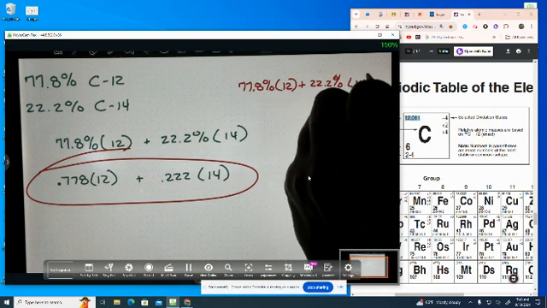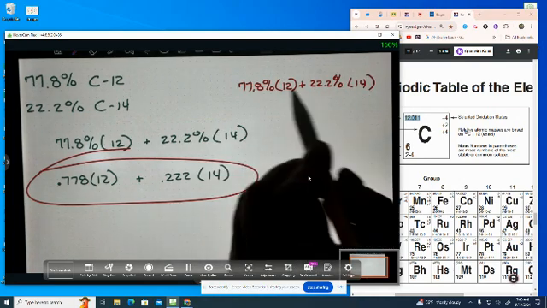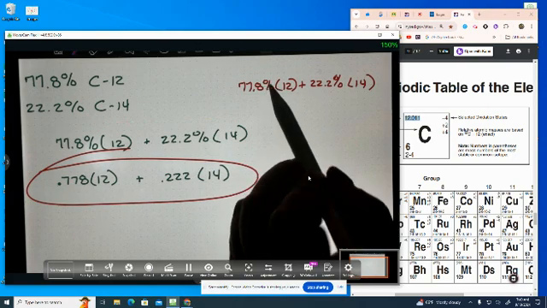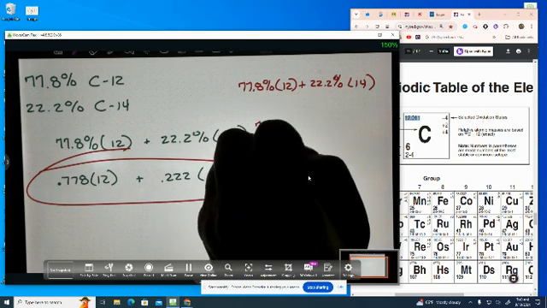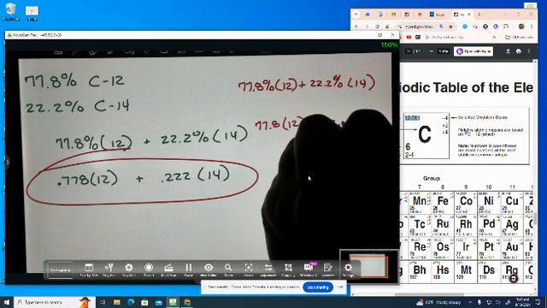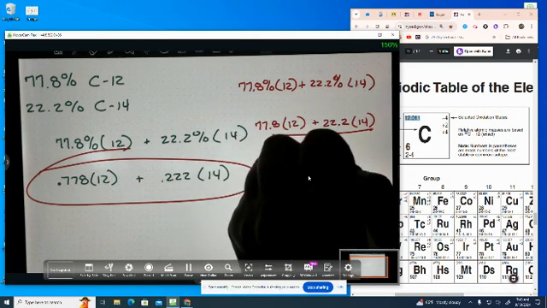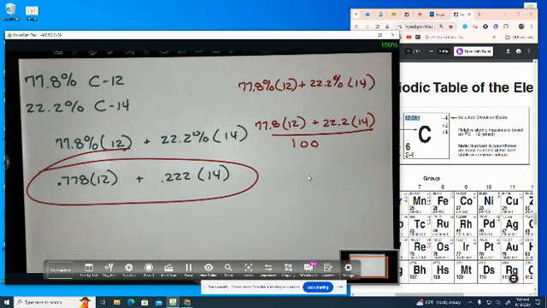Times 14. Sometimes they do this. See this? They left the percent sign in here. Okay? Sometimes they do this: 77.8 times 12 plus 22.2 times 14 divided by 100. Sometimes they do that. Those sneaky guys, they do.